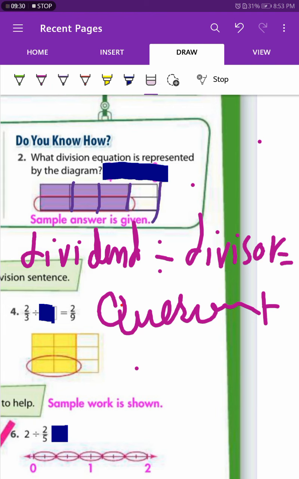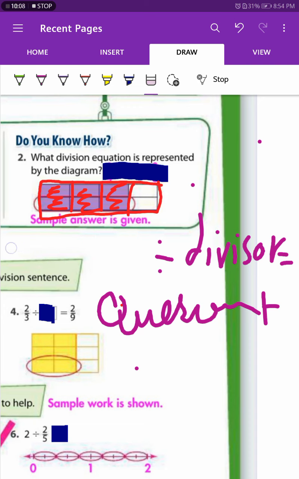Okay, mark the vertical part here. So how many are colored here? 1, 2, 3. It is 3 out of what? Out of 4. Yes, the vertical line. See, 1, 2, 3. Okay, and see, it is colored 1, 2, 3 out of 4. So the dividend is 3 out of 4.